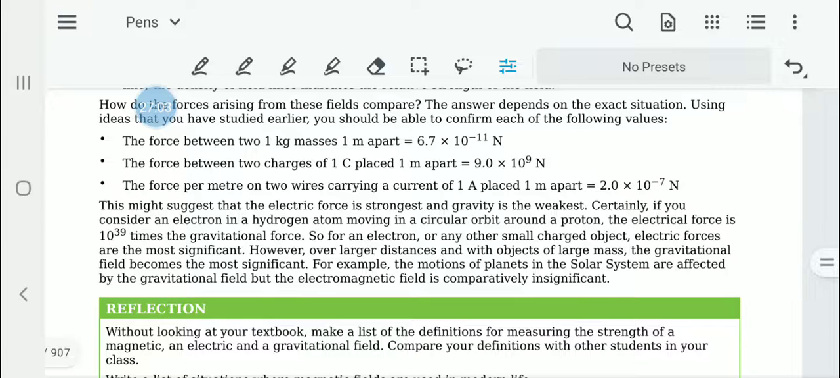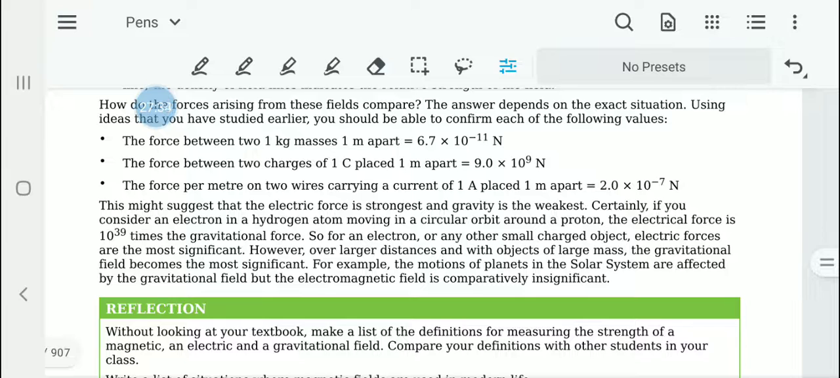So as a result, there is an electrical force. When 2 wires carry a current, there would be a magnetic field generated. So that is 2 into 10 to the power minus 7 newtons, right? But that is in relation to small distances. When you go very much further, and when there is a huge distance and huge masses involved, then the gravitational field becomes the most significant.